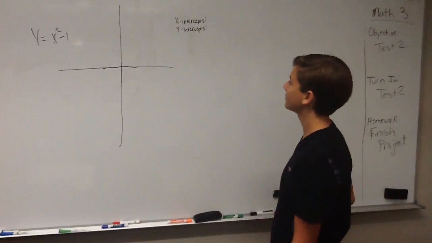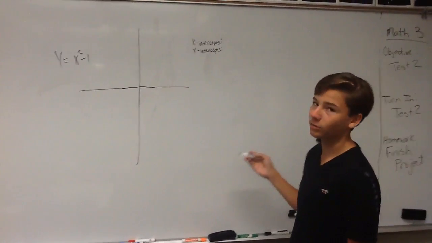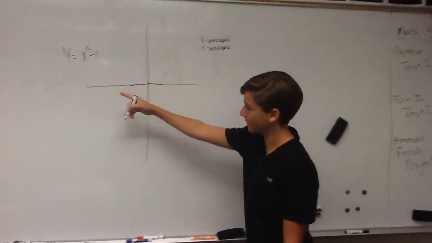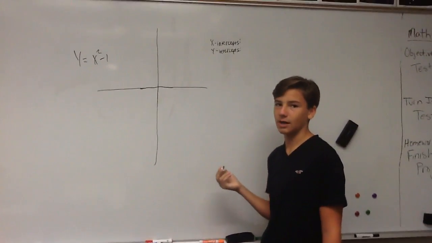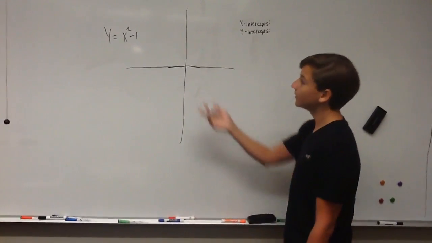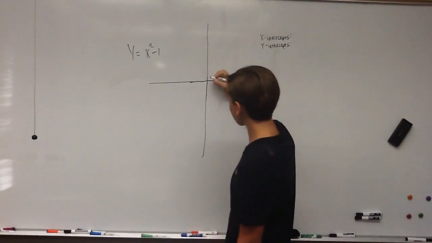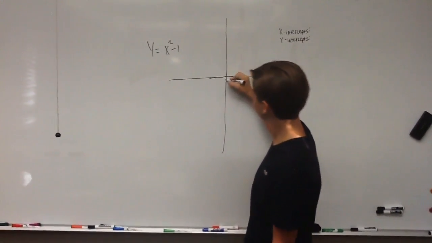Today we'll be looking at x-intercepts and y-intercepts. So what are they? X-intercepts are where the y-coordinate is equal to 0 and they hit the x-axis. Y-intercepts are the exact opposite. It's where the x-coordinate is equal to 0 and it hits the y-axis. So here we have an equation of x squared minus 1. So we're going to draw this equation as a regular parabola.